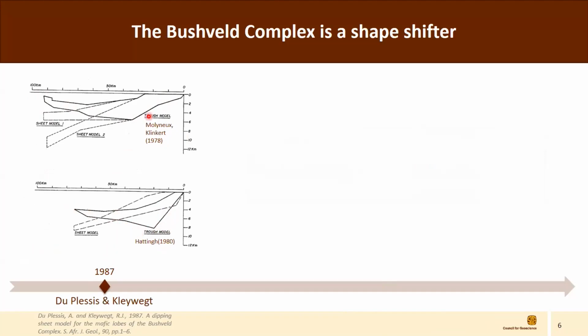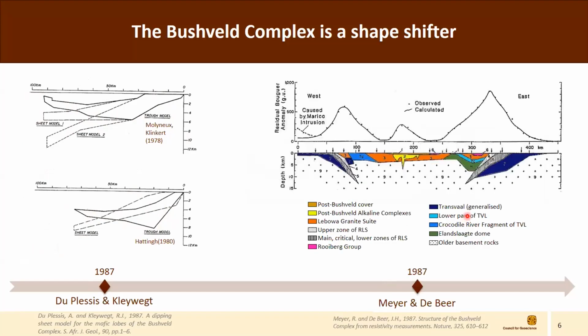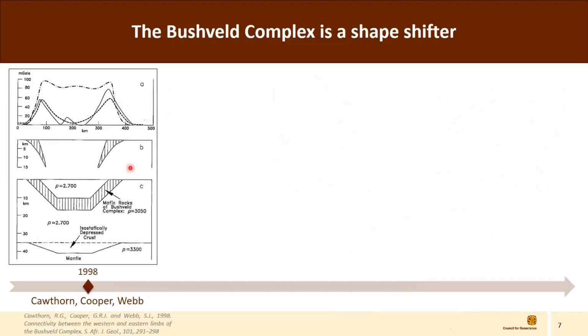But then Du Plessis and Clubley-Armstrong said, well, it can also be modeled as sheets. And then this was a very famous model by May and de Beer showing the Bushveld as dipping sheets. Lots of people referred to this model in papers. It was widely used. It used resistivity data as well to help with the modeling. And then, of course, Grant and Sue came up with the idea that you had to have this isostatically depressed crust due to the weight of the thick Rustenburg Layered Suite.